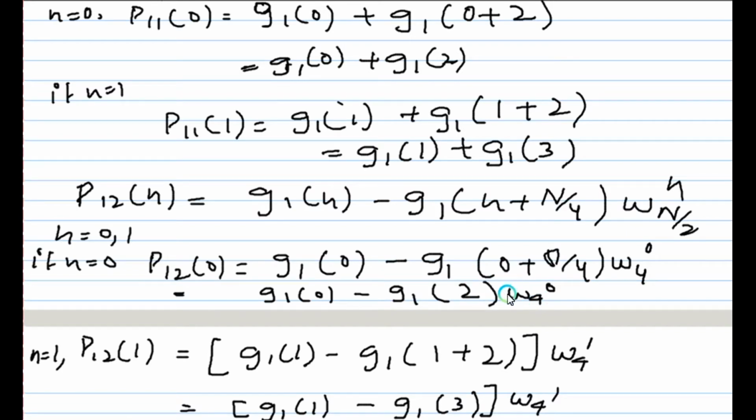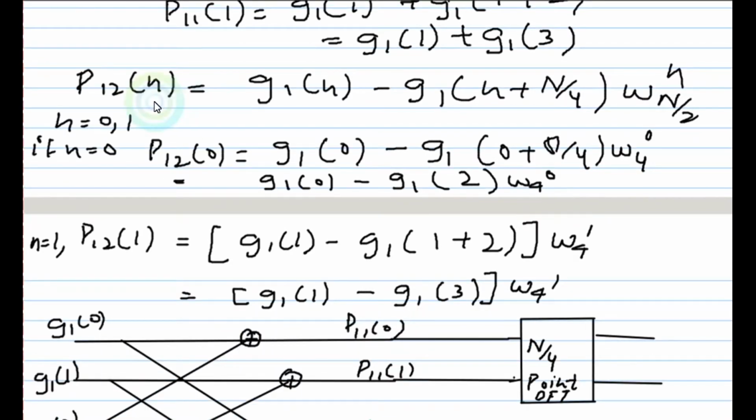If you notice, guys, in case of the even sequence, that is p11 of n, there was no multiplication by the twiddle factor. But in case of the odd sequence, which is p12 of n, that is p12 of 0 and p12 of 1, there will be a multiplication by a twiddle factor. Also, in case of the even sequence, we had a plus sign, but in case of the odd sequence, we will always have a minus sign, right? Similarly, we get the value for p12 of 1: it will be g1 of 1 minus g1 of 1 plus 2, that is g1 of 3, into W4 to the 1.